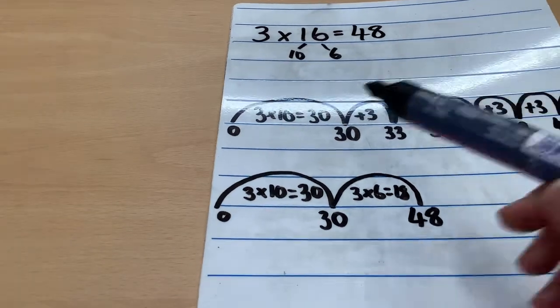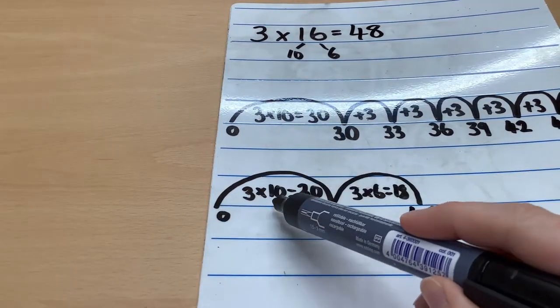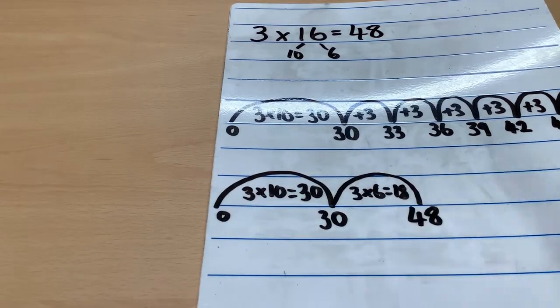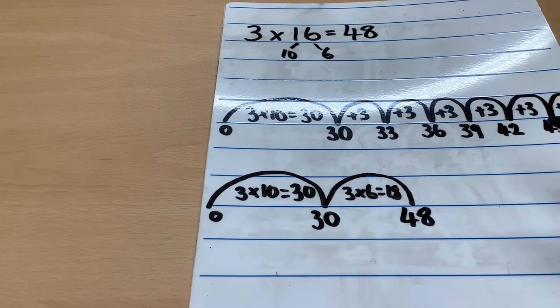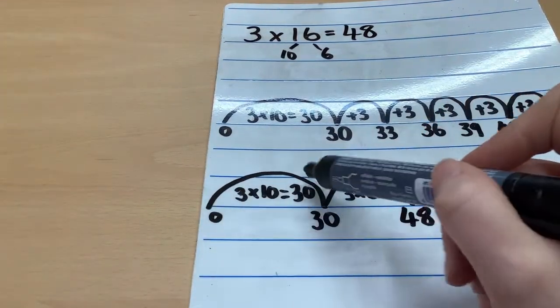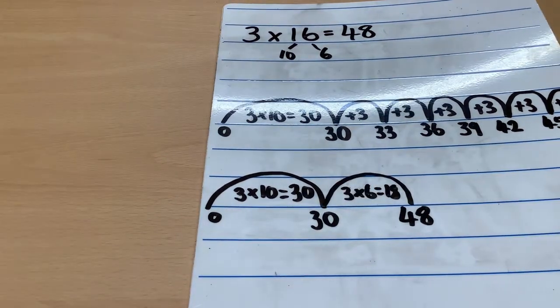I also want to show you the jumps here. Can you see that when I multiply by 10, my jump is bigger than when I multiply by 6? That's because the answer is bigger when you do 3 multiplied by 10 than it is when you do 3 multiplied by 6.